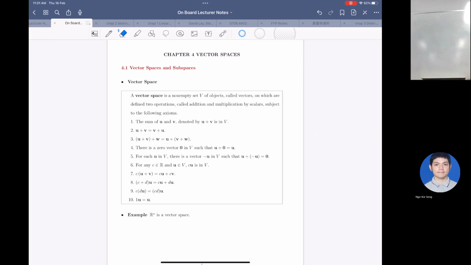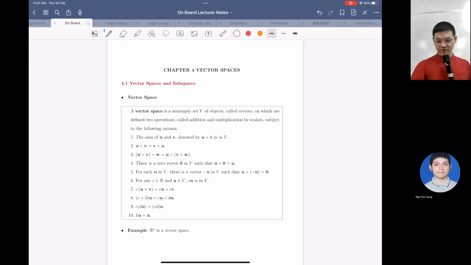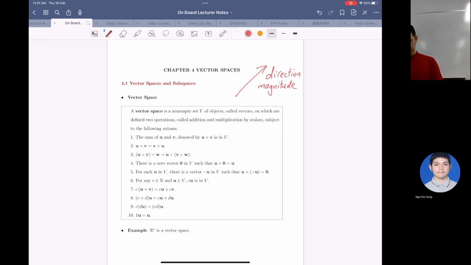So vector space. What's a vector space to you? What do you think of when you first see it? Maybe you think of an arrow. Always you will think of a vector as an arrow, right? There's a direction, and you can also compute a magnitude if you have learned that in high school. You can draw an arrow. So basically, this is the vector space we have seen in our early stage.